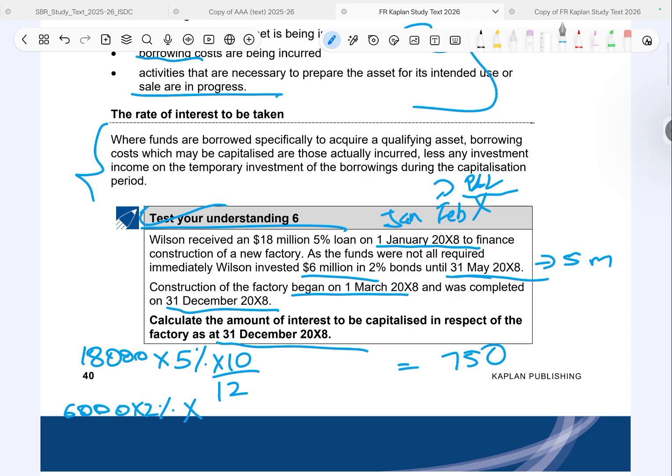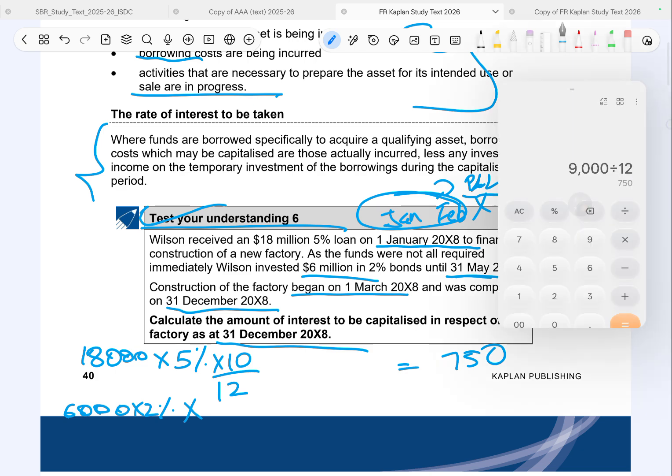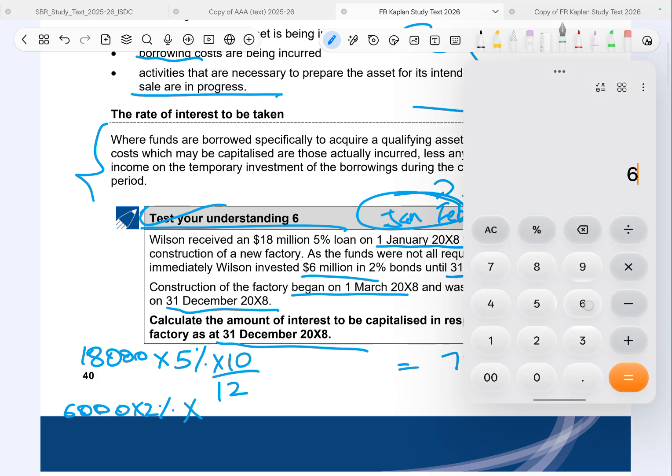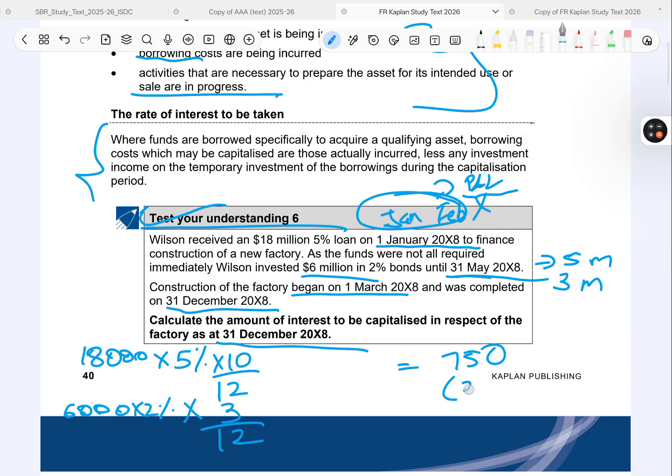But over here we were not contributing anything for Jan and Feb, right? So we are not going to calculate it for Jan and Feb, and we are just going to calculate it for 3 months, which again gives us 6,000 at 2% for 3 upon 12, which gives us 30 as our earnings, which we are going to directly subtract from our interest charge, which gives us 720 as our answer, which needs to be capitalized.